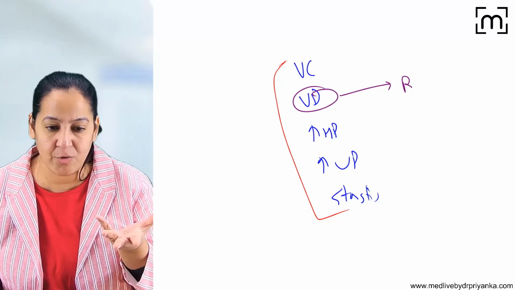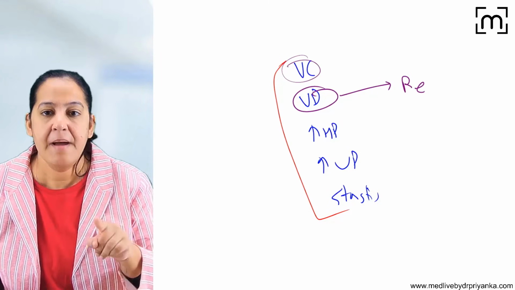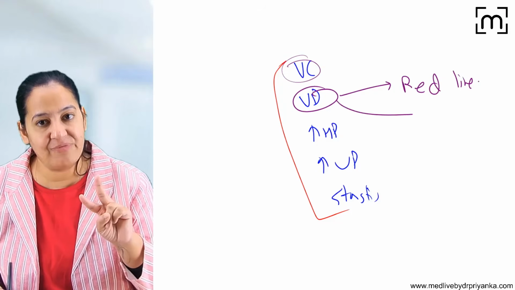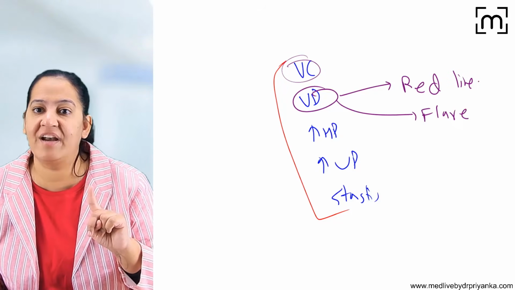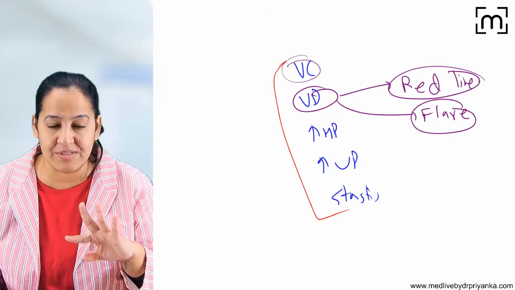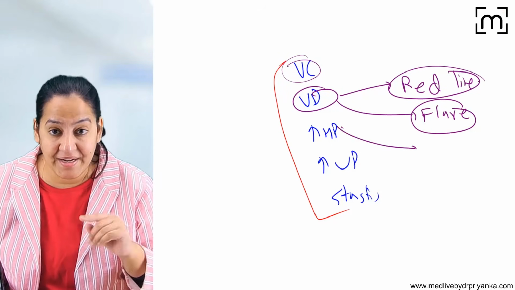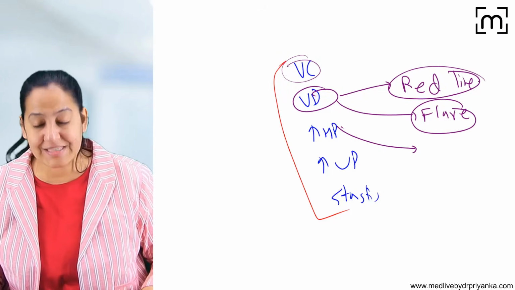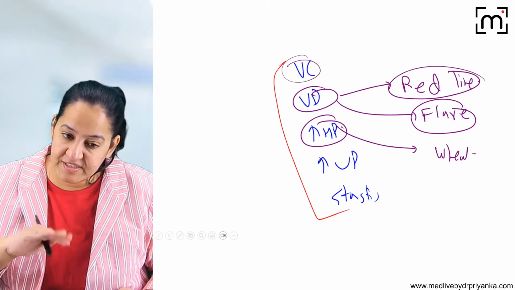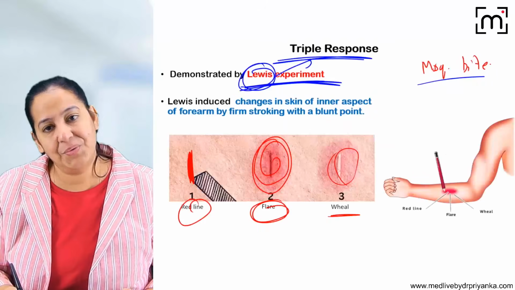First, there is a blanching which is unnoticeable because it is very transient, but the red line is due to vasodilatation of the capillaries. The second thing is flare. Flare is also due to vasodilatation of the arterioles. First the capillaries dilate, then the arterioles dilate, and then the complete area swells up. That is known as wheal. The wheal is due to increased hydrostatic pressure, which leads to edema.